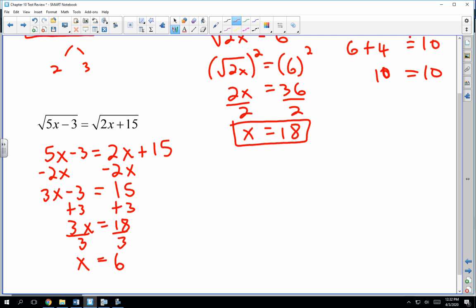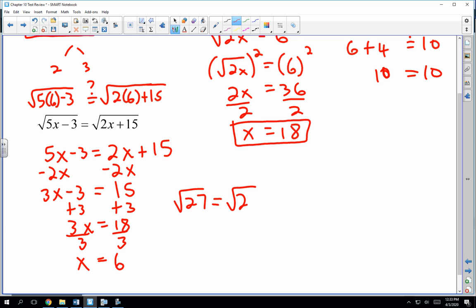And so here I have, I'll just write it above, square root of 5 times 6 minus 3. Does that equal square root of 2 times 6 plus 15? Well, if you do the arithmetic on each side, you'll notice that 30 minus 3 is 27. So I have a square root of 27 on the left. And 2 times 6 is 12. 12 plus 15 is also 27. So I know I have a square root of 27 on each side of the equation. So they are equal, meaning x equals 6 is a solution to that radical equation.